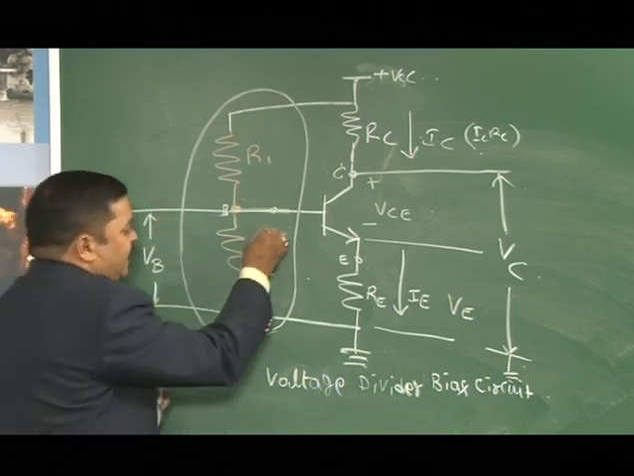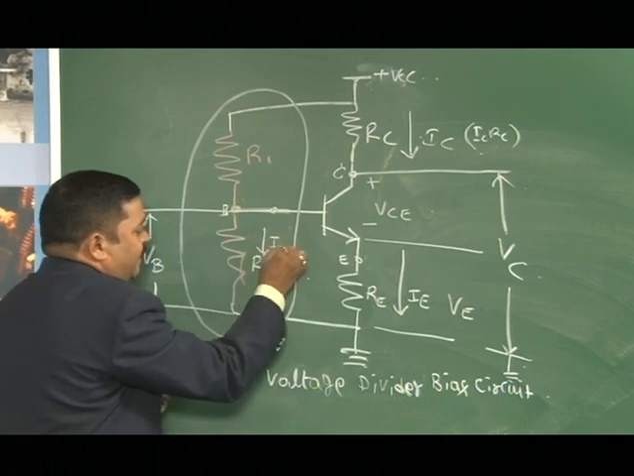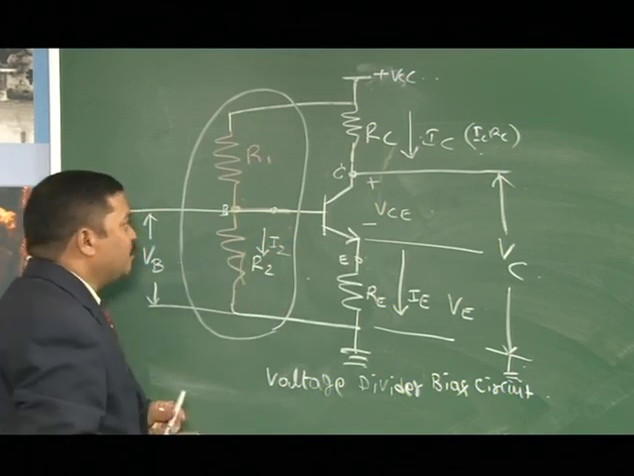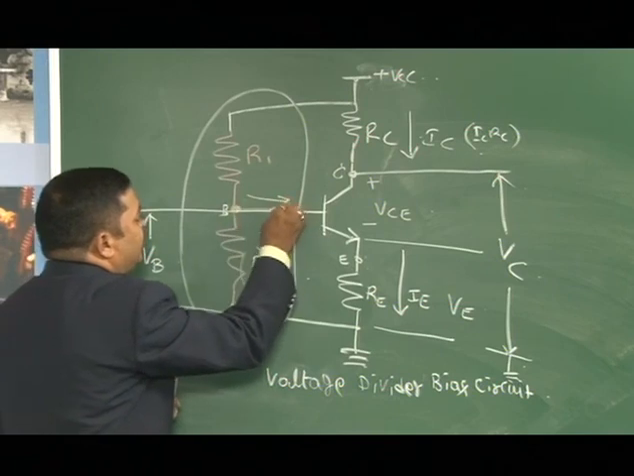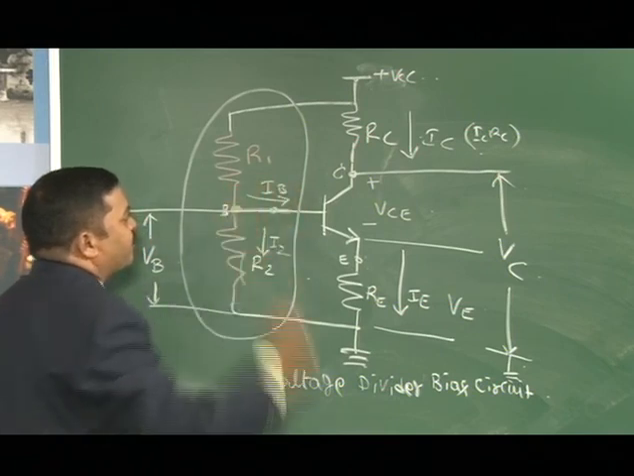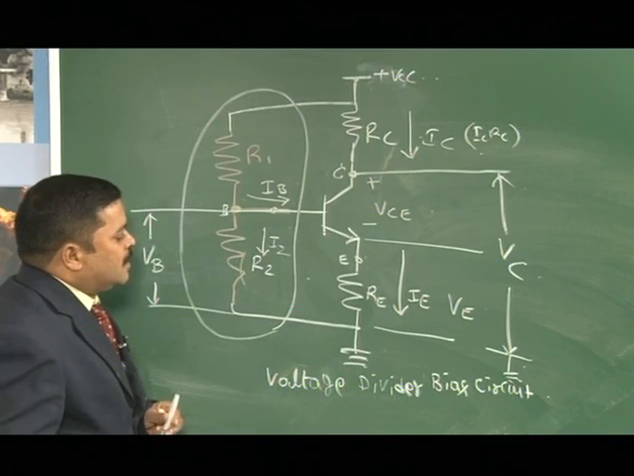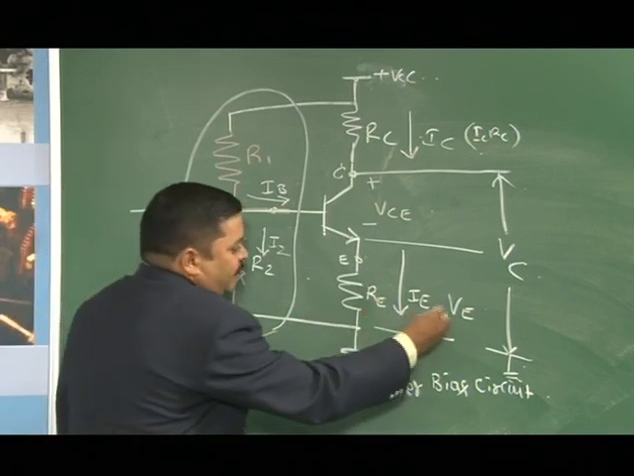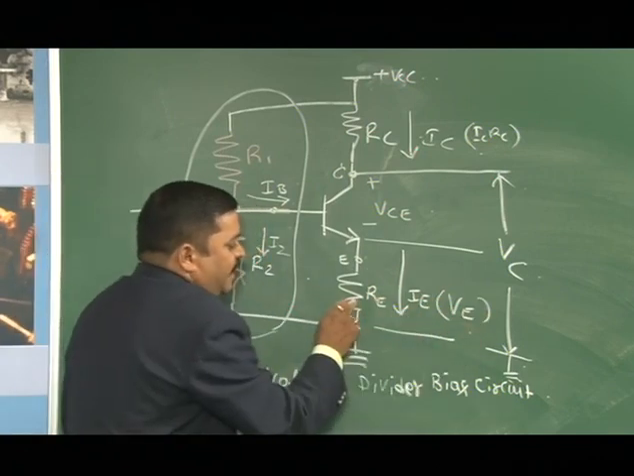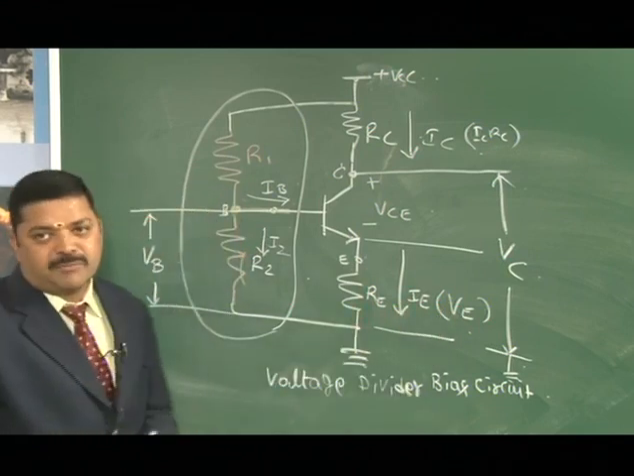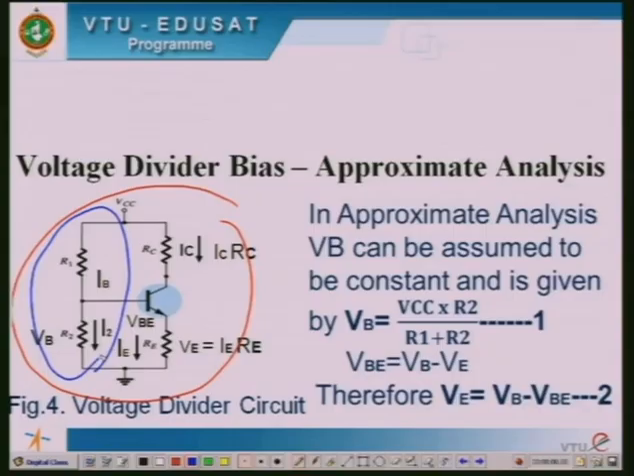and the current I2 is flowing in the R2, and the base current IB is flowing through the base. So I is flowing here, the voltage in this RE is VE, which is given by IE into RE. So let us now consider the approximate analysis.